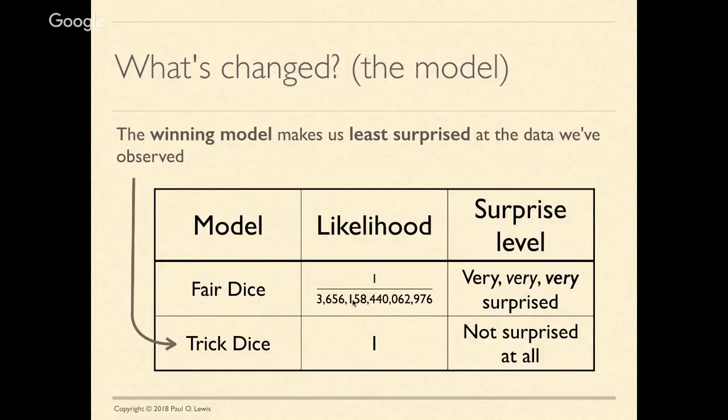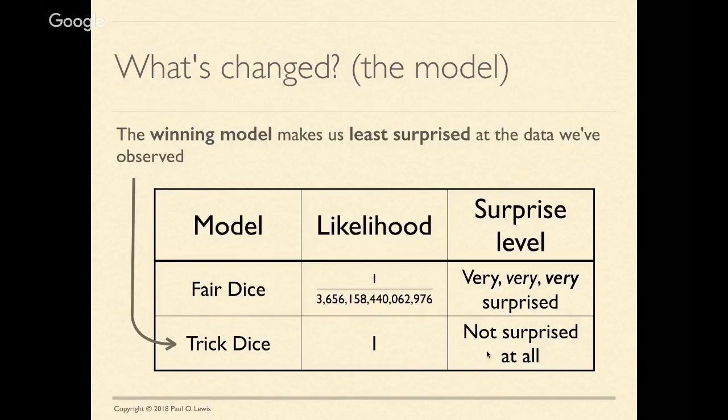Under the fair dice model, the probability of seeing the observed data was extremely small, and you were correspondingly extremely surprised, although probably not as surprised as you should have been. We humans have a notoriously difficult time adequately appreciating very large or very small numbers. Under the trick dice model, the observed data is certain, probability 1, and thus we're not surprised at all. The maximum likelihood criterion says that we should choose the model with the highest likelihood because that model makes us least surprised at the data we've collected. Likelihood serves as a measure of how well the model fits the observed data, so higher likelihood means better fit.